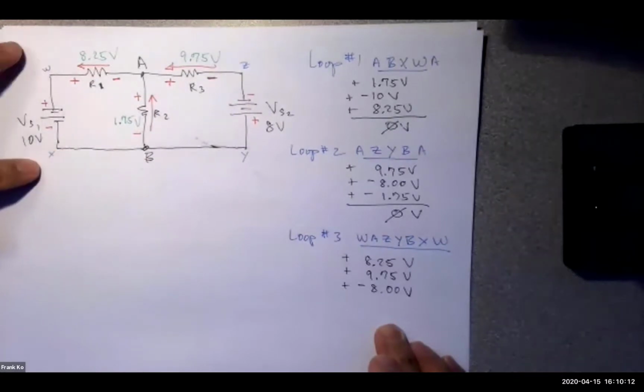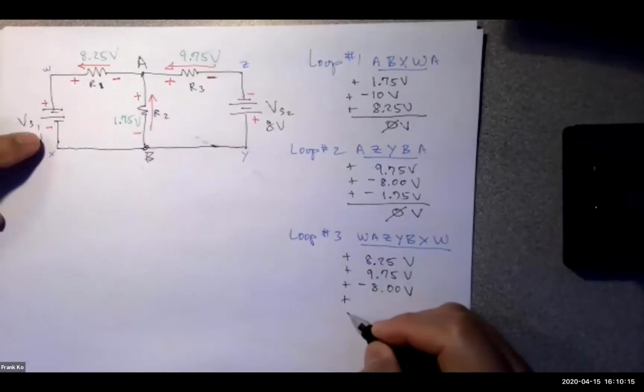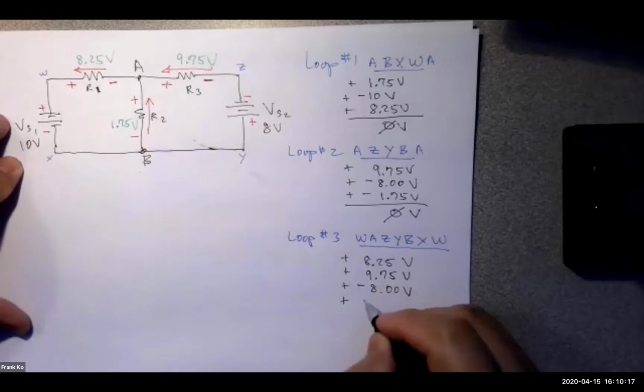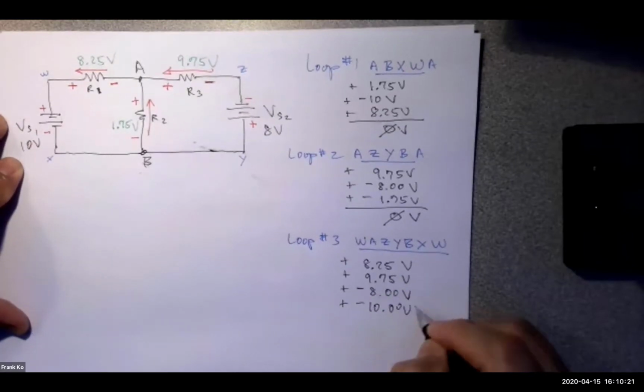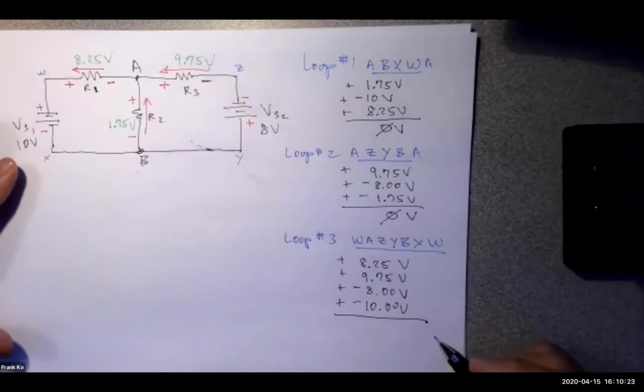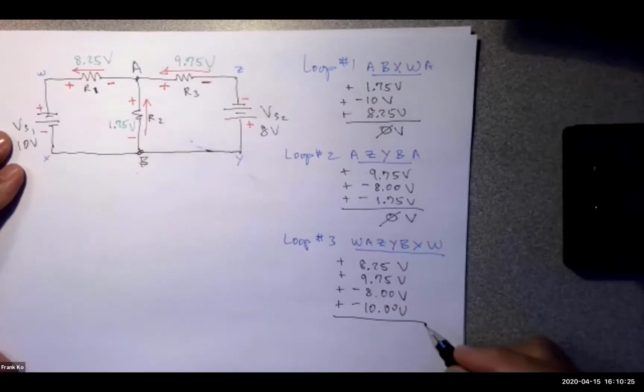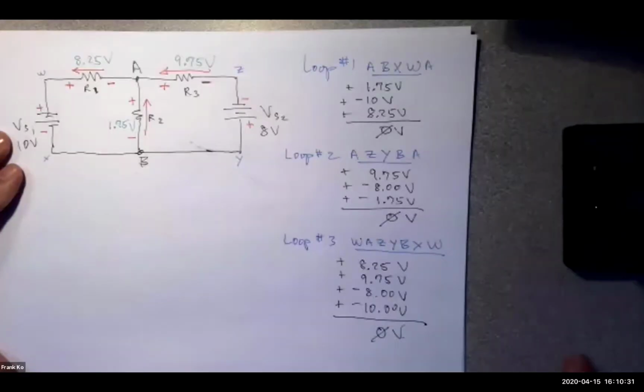How about from X back to W? What am I adding? A negative 10.00 volts. Add all this up, what do I have? 0. Mr. Kirchhoff very happy with us. Yes.